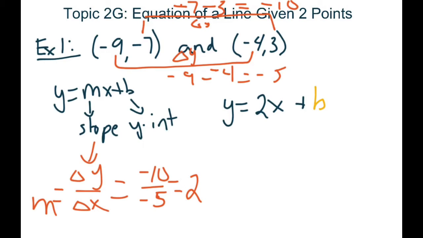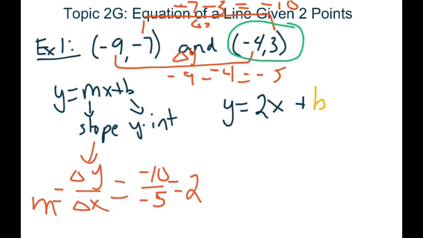Well, this is just like what we did in the previous topic, topic 2F. Let's pick one of these coordinates. It doesn't matter which coordinate you pick. I always like to pick the smallest or easiest numbers to use. So I'm going to circle here and use negative 3 comma 4. You could use negative 9 comma negative 7, but you should get the same answer. You just have bigger numbers, but your b value should be the same.